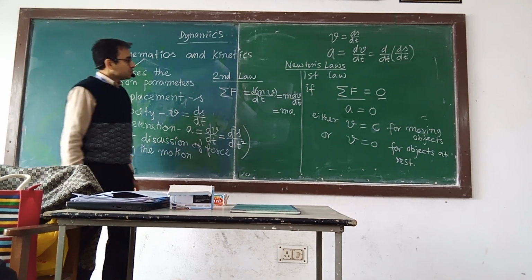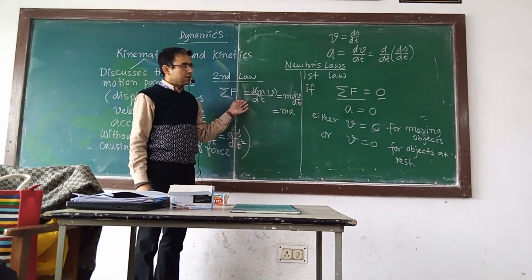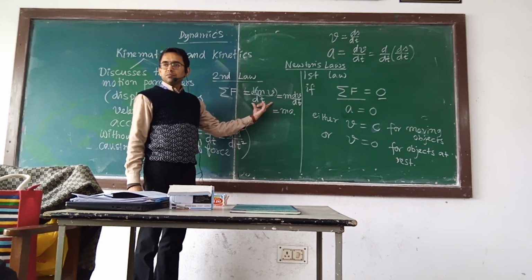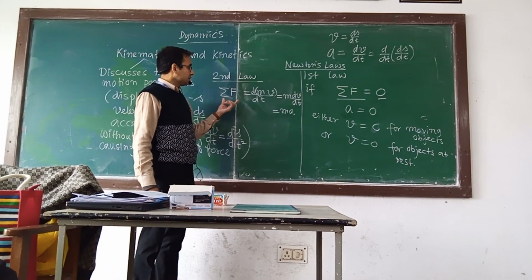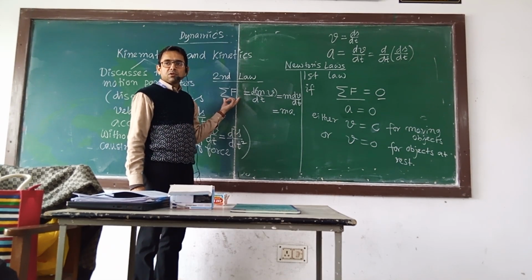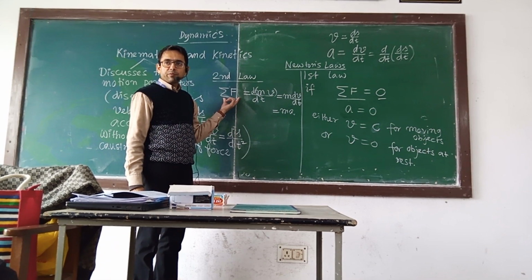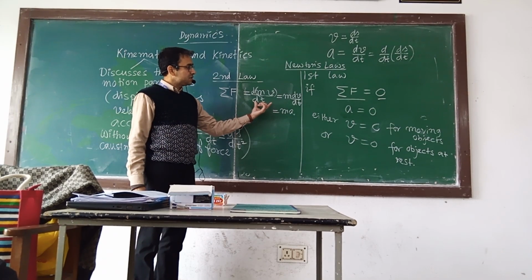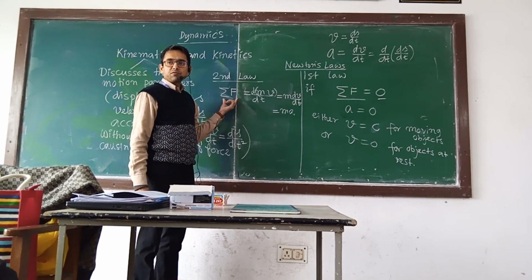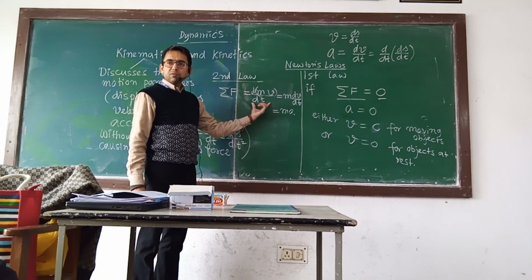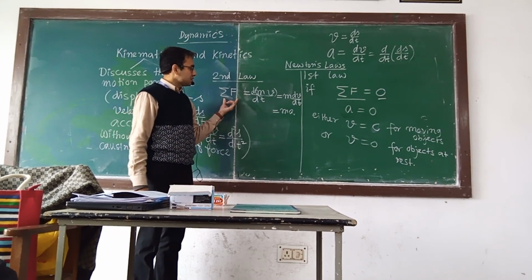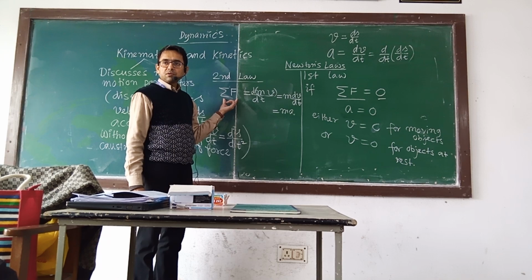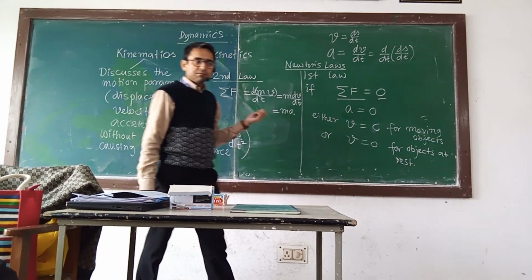Isn't it? So it's telling that the rate of change of momentum is proportional to the applied force, and the rate of change of momentum actually happens in the same direction as that of the resultant force. This is the resultant force obviously, right? And it will act in the same direction as that of the applied force. Clear? Is it clear?